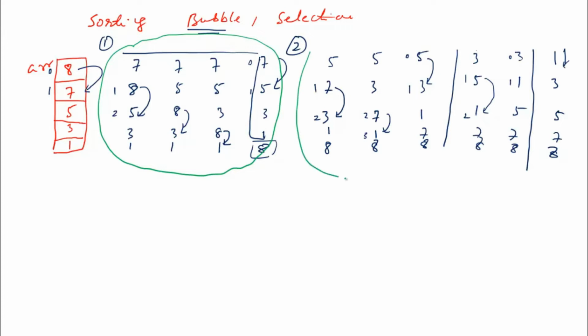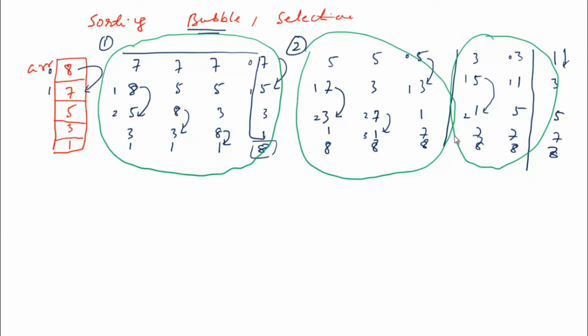Then the second run is 3 times. You see this 1, 2, 3, and the third is 1 and 2, and the fourth one is this 1 time. So this is how it is sorted here. Now let's see the selection sort.